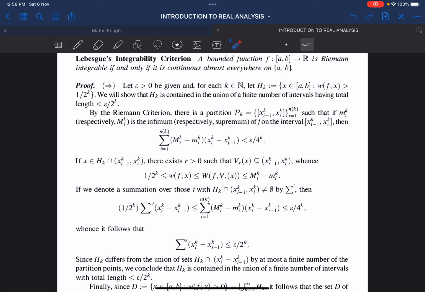So by the Riemann criterion, there is a partition. The notation of this is quite ambiguous. These should be denoted by x sub i minus 1 comma k and x sub i comma k.